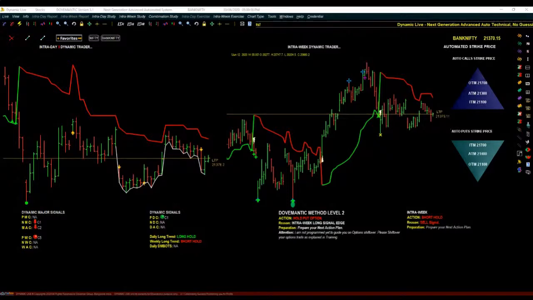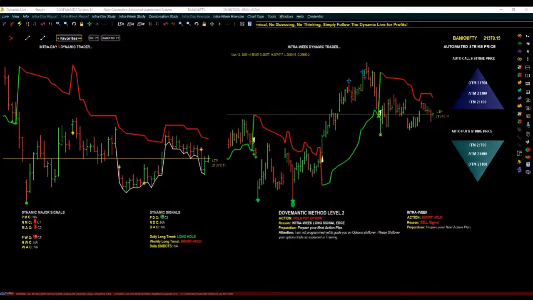Wherein we'll see that when it comes to starting your trading, how to go about your trading, what are the points that you have to keep in mind, what you are supposed to do. These are all the points that we are going to discuss here today. Once you have subscribed for this Dynamic Live and got it installed, and when you look at this Dynamic Live, this is how it is going to look.